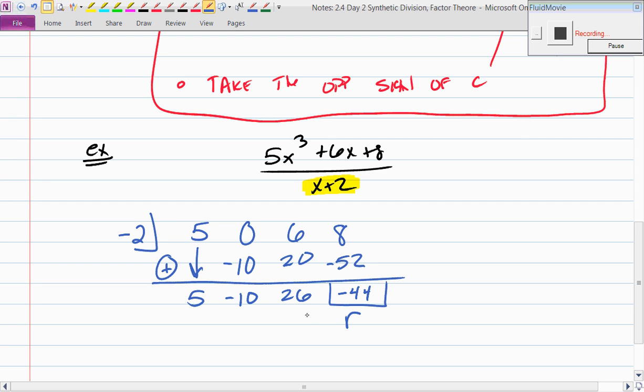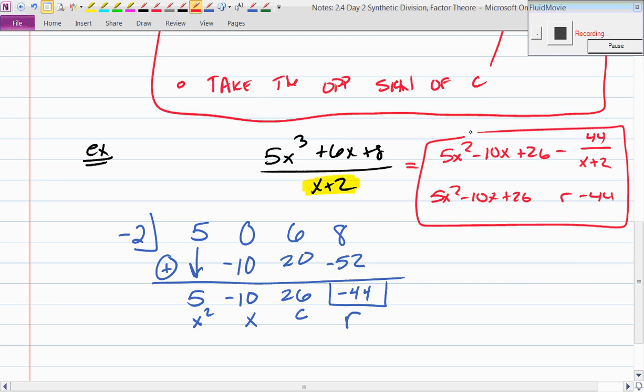So this is my remainder. This is my constant. This is my x, and this is my x squared term. All right. What do you think so far? Is that pretty good? So it turns out that I can say that this is equal to 5x squared minus 10x plus 26 minus 44 over x plus 2. Or I could have said this, 5x squared minus 10x plus 26 with a remainder of negative 44. Either one of those two things is totally acceptable, right?